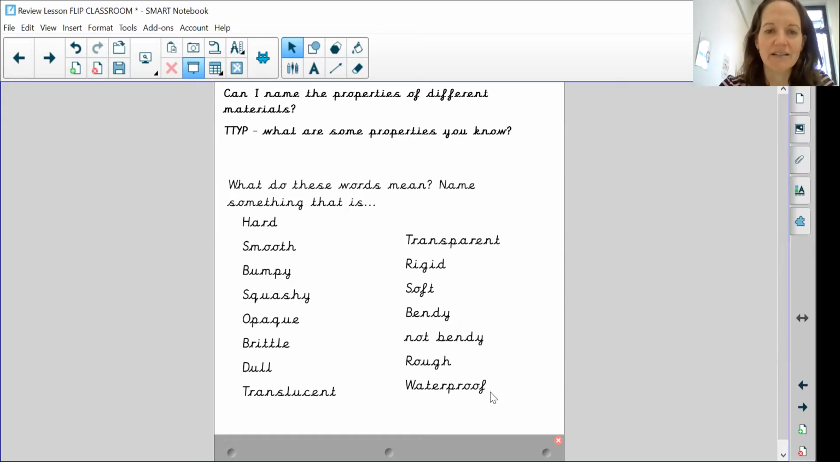That's right, well done. So these are all the vocabulary words we've been learning about that describe different materials. So I'm going to go over the ones that are new or the ones that are a bit tricky. So what does the word opaque mean? Well done. Opaque means that you can't see through it. So here I've got this pack of pens. It's opaque. I can't see through it.